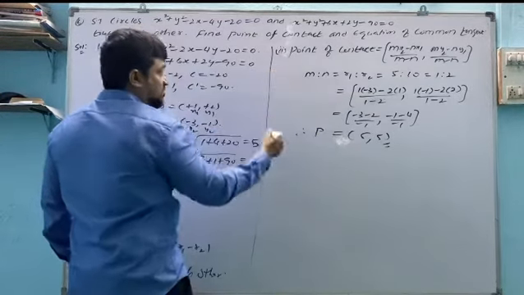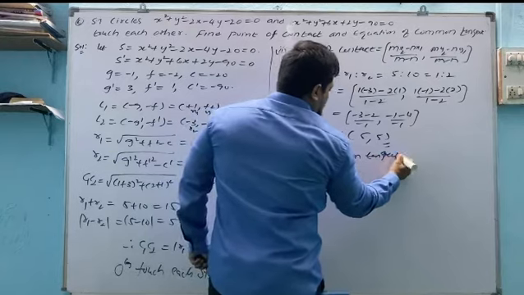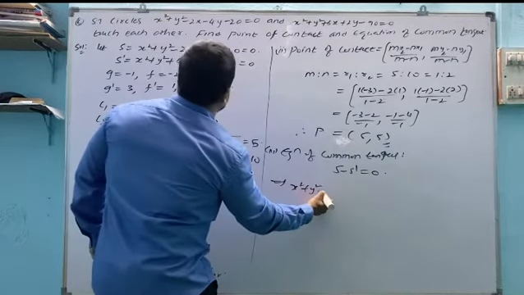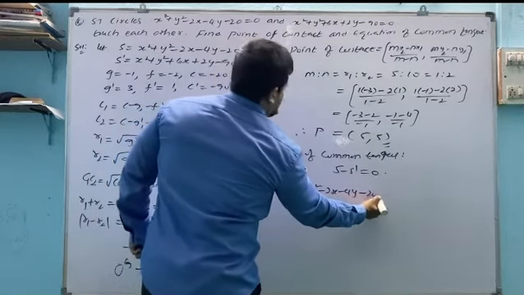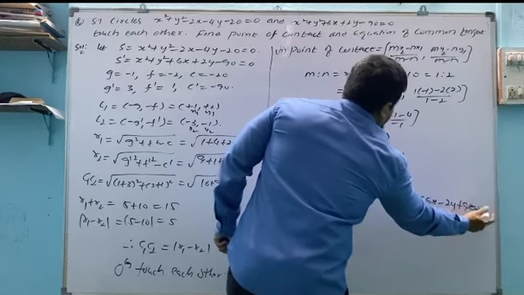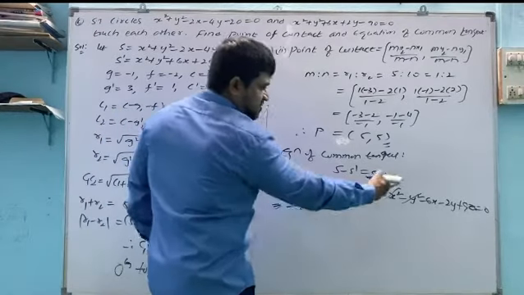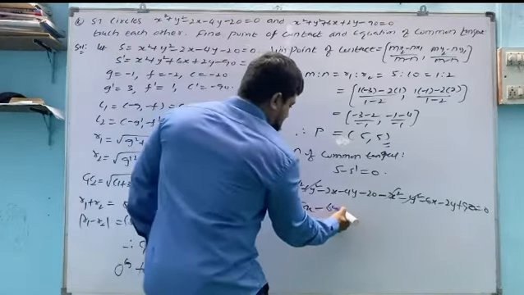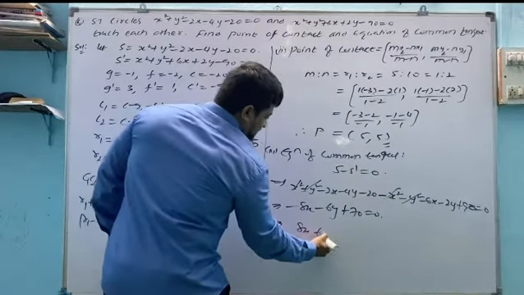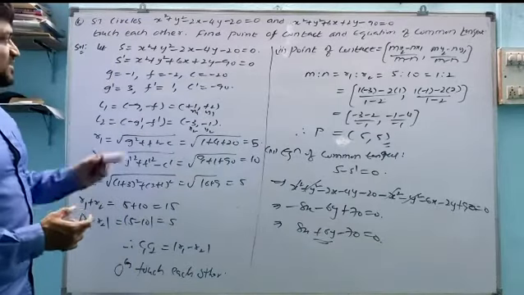Then what did they ask after the point of contact? The equation of the common tangent. The equation of the common tangent is S minus S dash equals 0. S is x square plus y square minus 2x minus 4y minus 20, then minus S dash, minus x square minus y square minus 6x minus 2y plus 90 equals 0. X square and y square cancel, minus 2x minus 6x is minus 8x. Minus 4y minus 2y is minus 6y, minus 20 plus 90 is plus 70, equals 0. If you want to take the minus sign common, then 2 also you can take common. We already did the same problem in the circles unit.